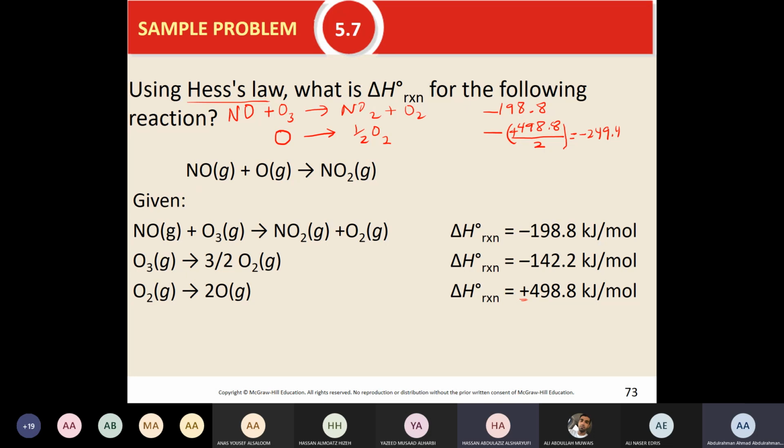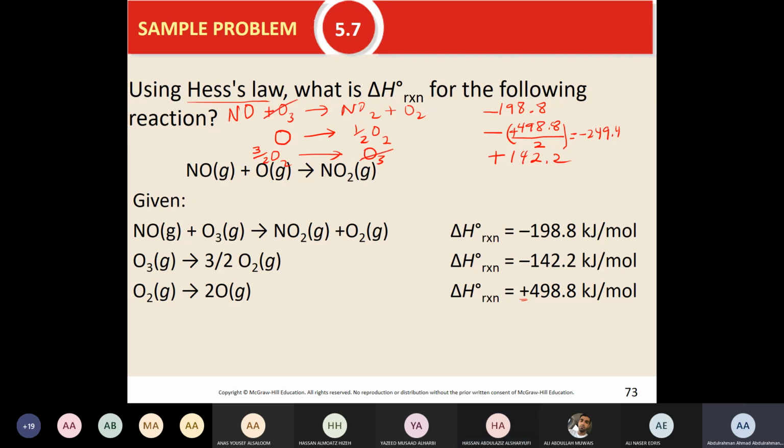Excellent. What should I do with the second reaction? Only reverse it. Why? Because we want the O3 on the product side, so O3 on the product goes to O3, just reverse it. What will be the heat? Plus 142.2. Excellent. Now, cancel things.